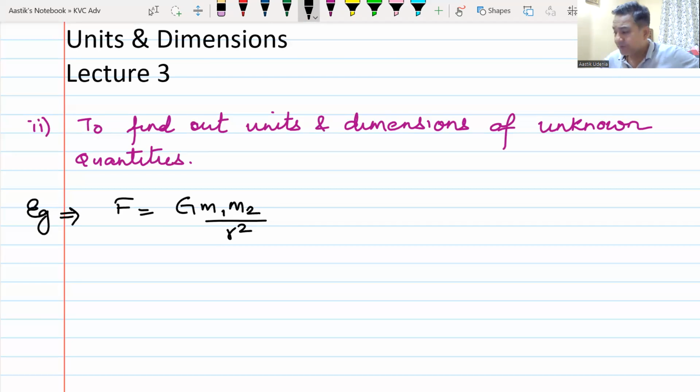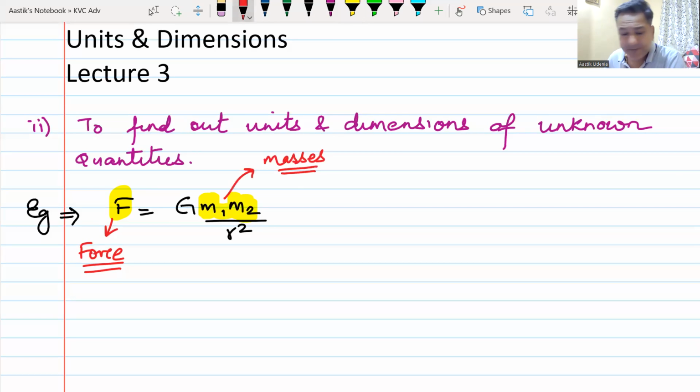Here all of us know that F stands for the force, gravitational force. This is Newton's law of gravitation. Whatever type of force it is, whether it's gravitational force, electrostatic force, magnetic force, spring force, they are all forces. So they have the same unit, they have the same dimension. Gravitational force is nothing but a force. m1 and m2 are nothing but masses. So their SI unit is kg and their dimension is M.